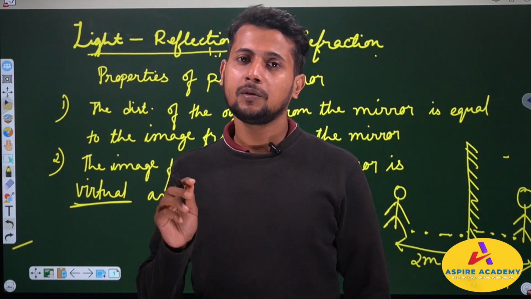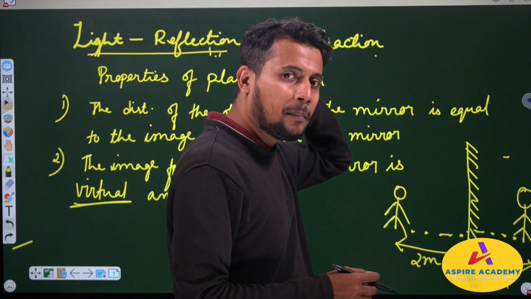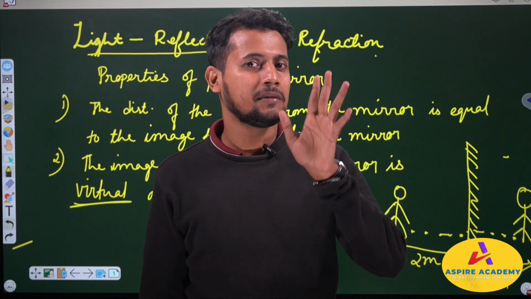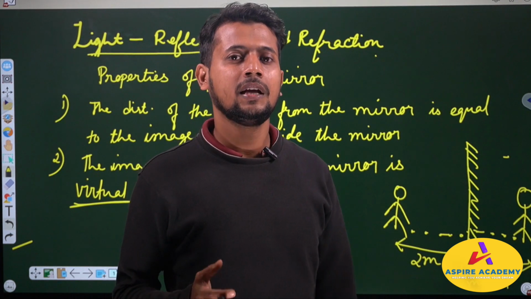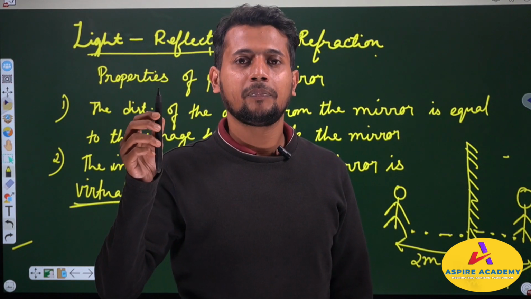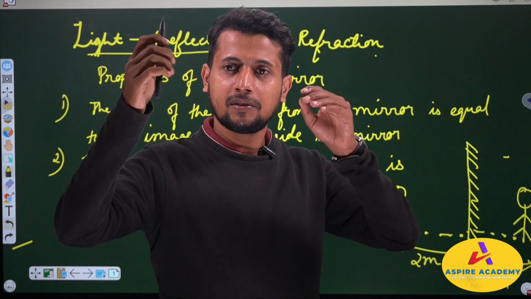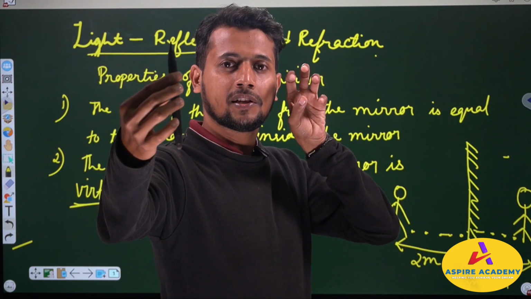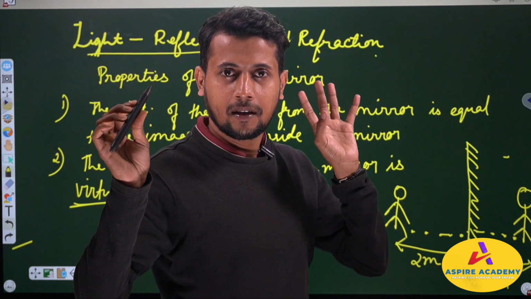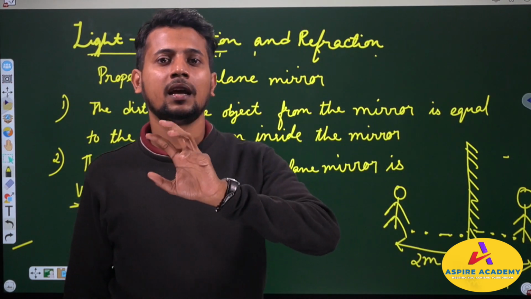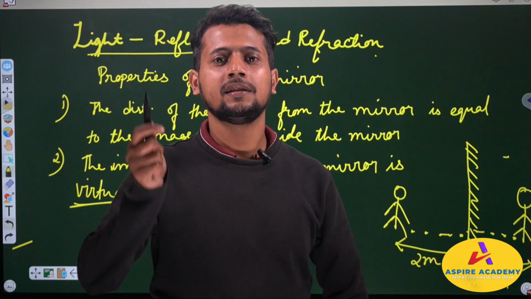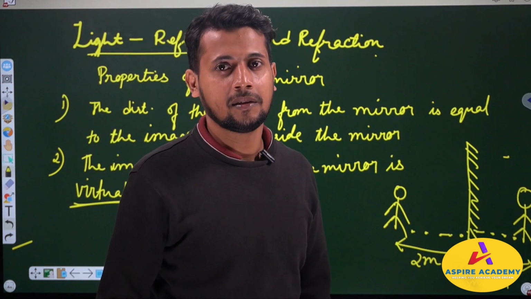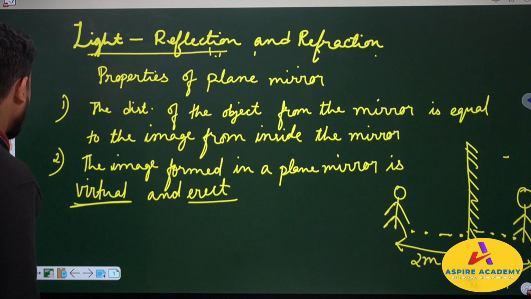Alright, if it was a real image, you would have seen your backside in the mirror. So a mirror can never form a real image, it will always form a virtual and an erect image. Erect image means the size of the object and the size of the image, and the way they are facing, is exactly the same. Alright, so virtual means non-real image, that means your right hand is the image's left hand in the mirror. Okay, next.